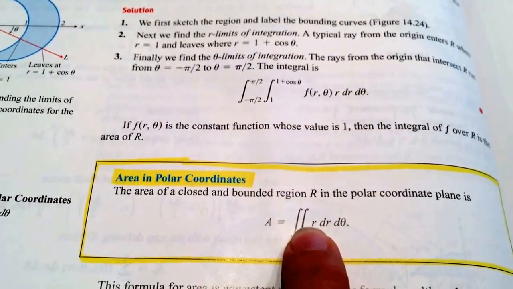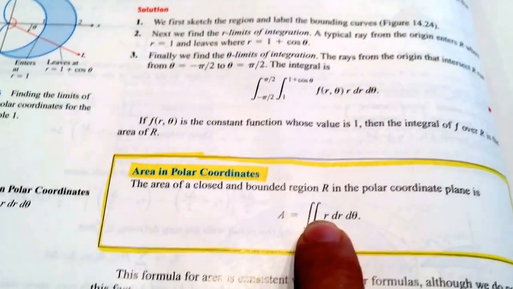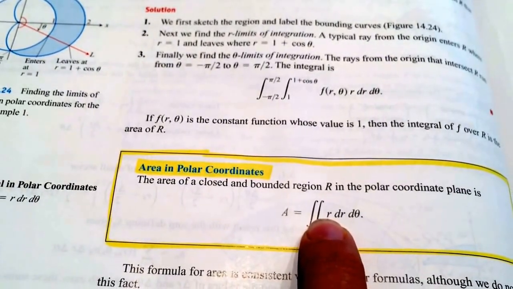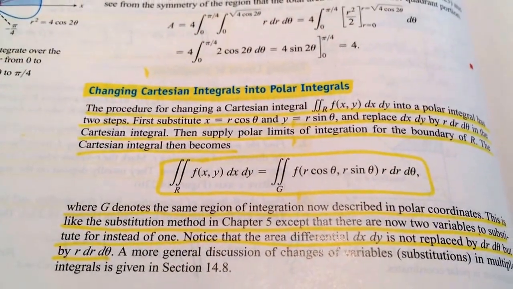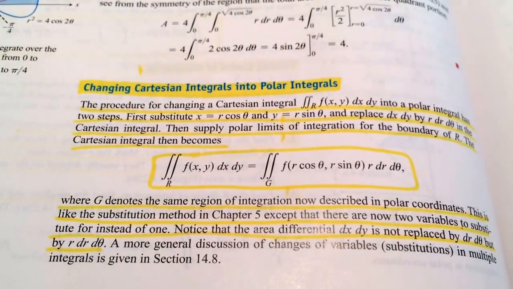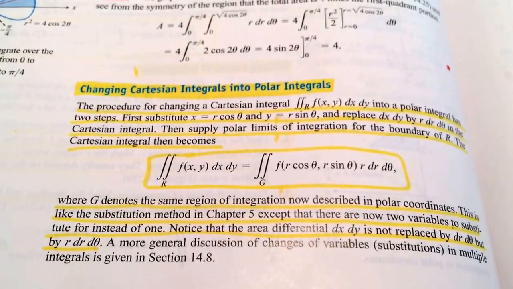So if there's no function, then that's just a 1. And so the double integral represents area. So here they have that dA is the r dr d theta. Okay, and then here they talk about how to change, this is 782, how to change from Cartesian, which would be the x and y, to polar.